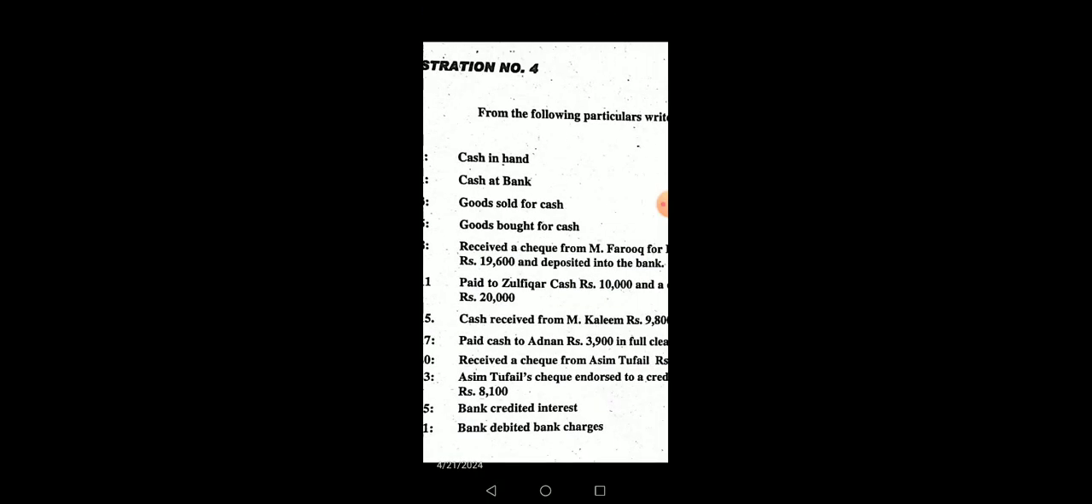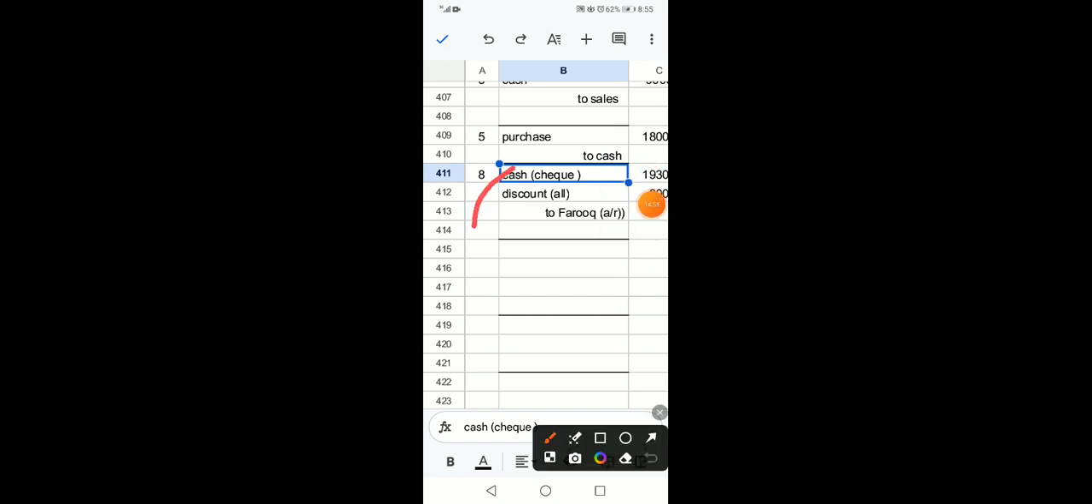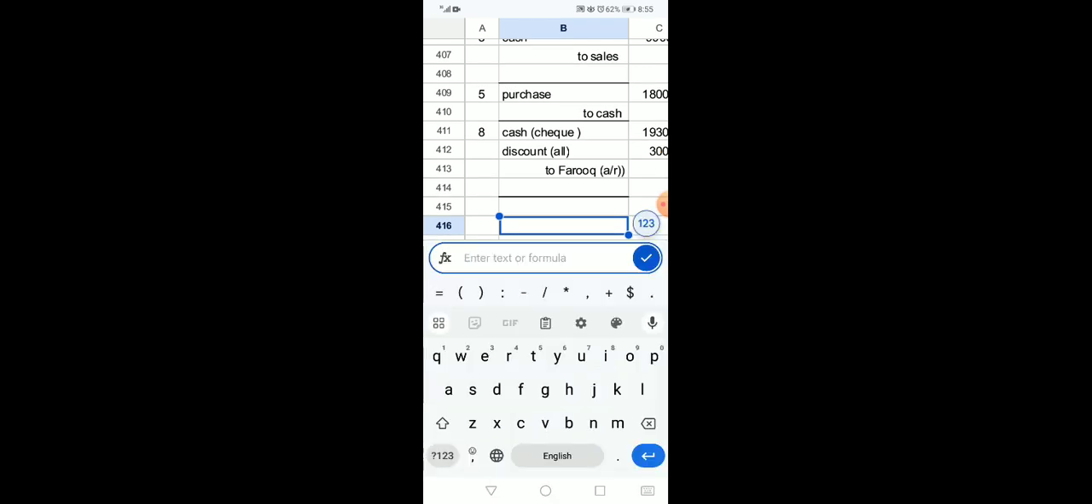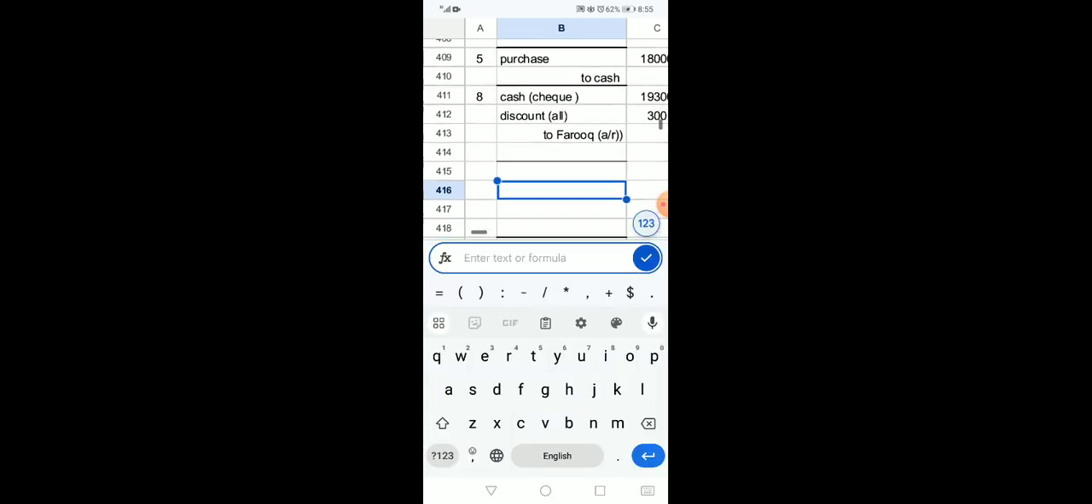Now what is the second step? That is, deposited the same into the bank. You have received this check, and now you are giving this check, that means the check is going out. Where? Into the bank. At the time when you received it, you debited, and now this check is going out. This check was your asset. Asset is going out, meaning asset is decreasing.